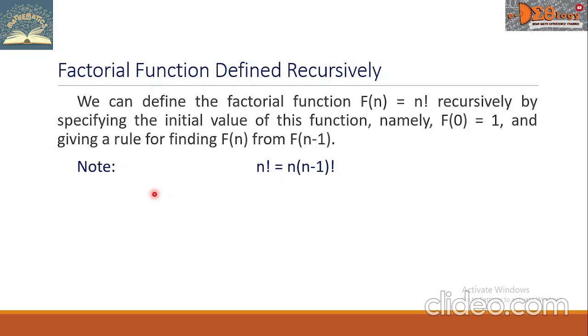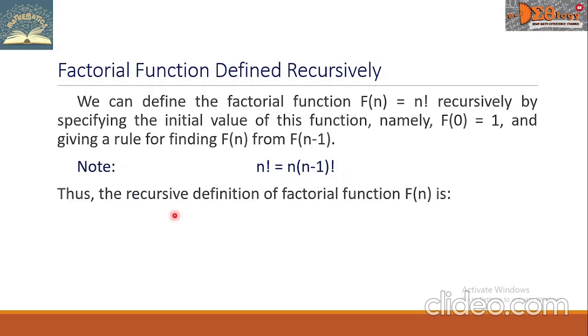We noted a while ago that n factorial equals n times the factorial of n minus 1. Thus, the recursive definition of factorial function capital F of n is: number 1, capital F of 0 equals 1. Second, capital F of n equals n times capital F of n minus 1.